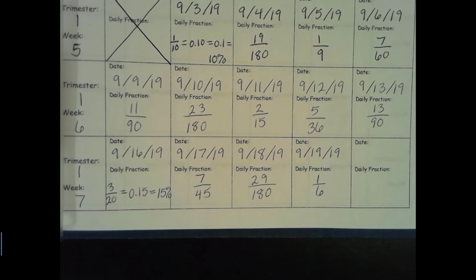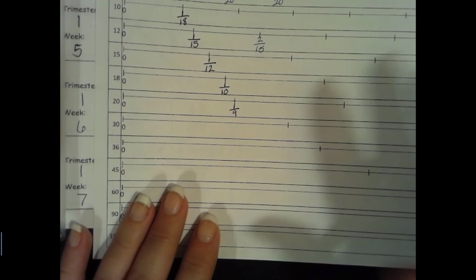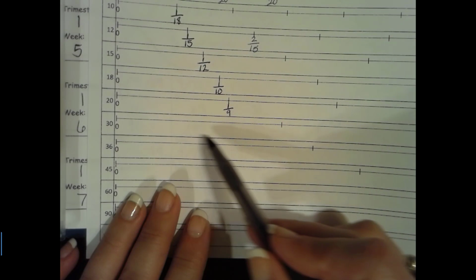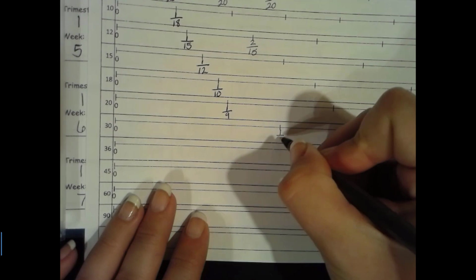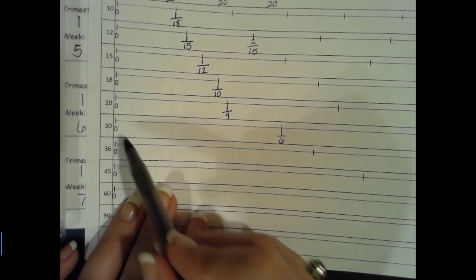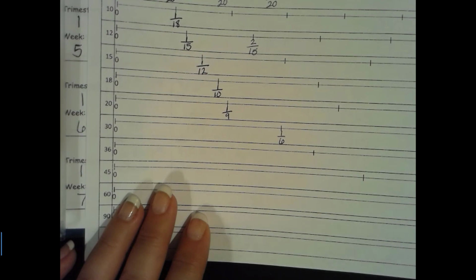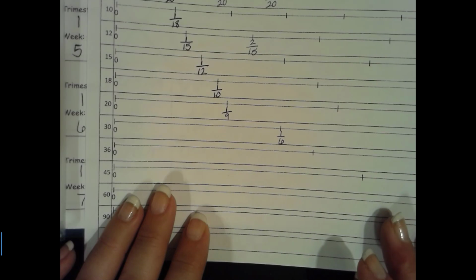Okay, so let's go ahead and get out our number line. We did groups of 30 today. Groups of 30, let's go over. Here's our first line, 1/6. So we've completed one section out of the total 6 pieces that are here.